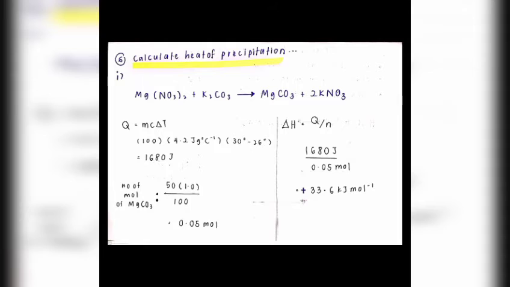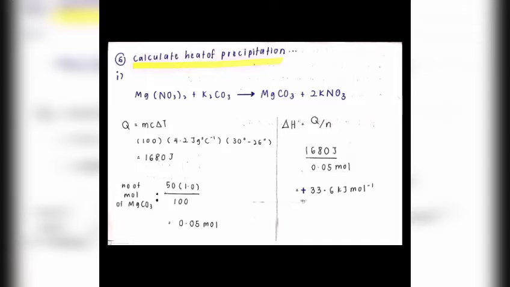To answer Roman 1, I use the formula Q = mcθ. For the mass, 50 cm³ of magnesium nitrate solution is added into 50 cm³ of potassium carbonate solution, with the total of 100, times the specific heat capacity 4.2, and for the temperature change 30 minus 26. The total is 1680 joules. To calculate the heat of precipitation, I use the formula ΔH = Q over n.